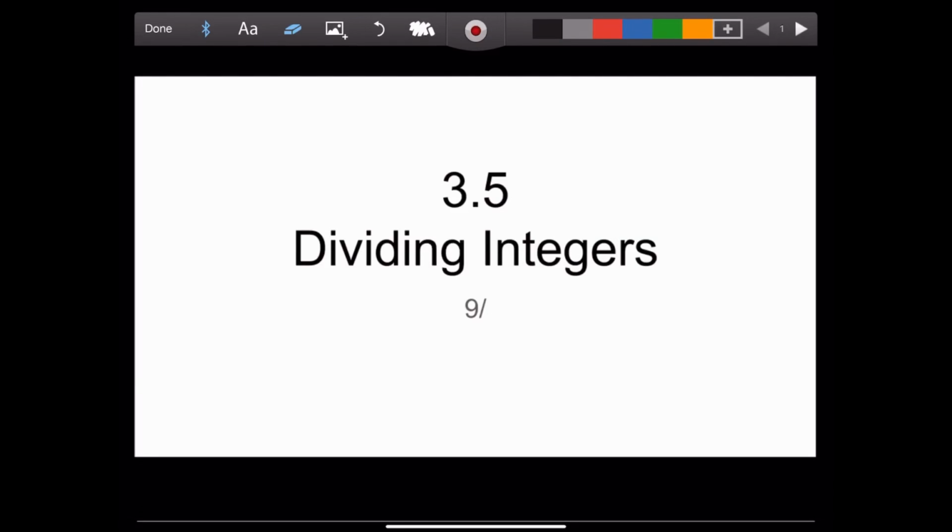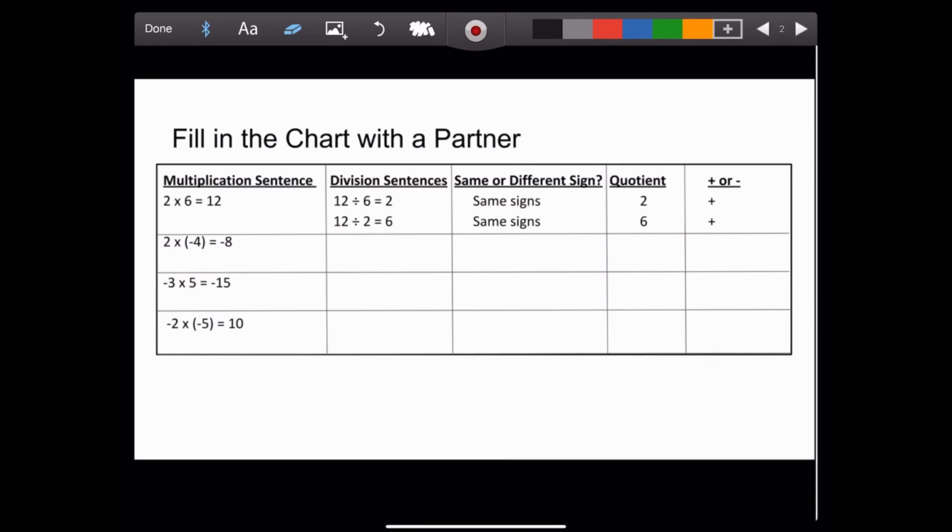3.5 dividing integers. In class, we're actually going to fill in the chart with a partner. So let's look at this first one here. You're changing this multiplication sentence into two division sentences, okay? Since these are both positive, they're the same sign. And then your quotient here is your answer. And then since our answers are positive, okay?